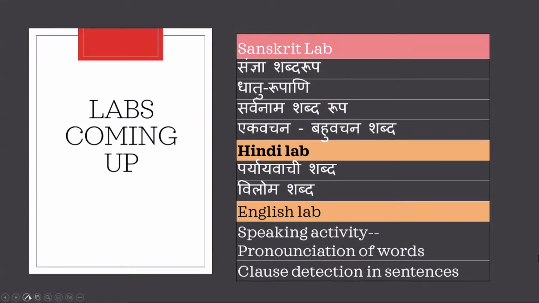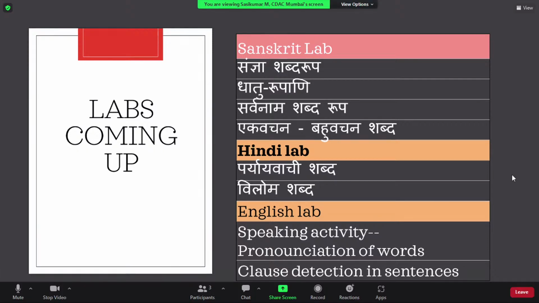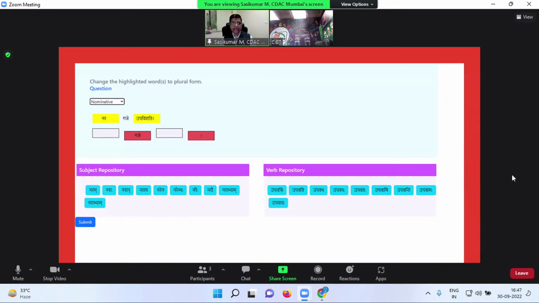So before I get to answering this question, I'll tell you a little bit more. As I said, we are continuously working on language labs. A lot more labs are going to come in multiple languages. In a few days, you should see some Sanskrit labs like Sakya, Sabdaroop, Dhadurupani, Sarvanam, Sabdaroop and all that, some Hindi labs and some more labs on English. So these are coming up in our list now, and these will be available to you.